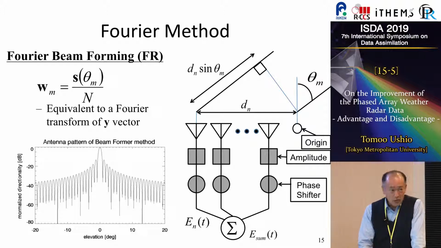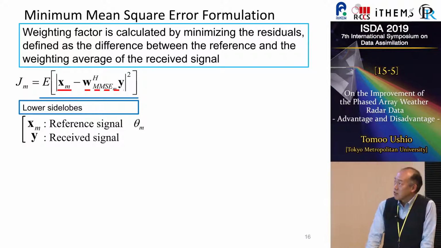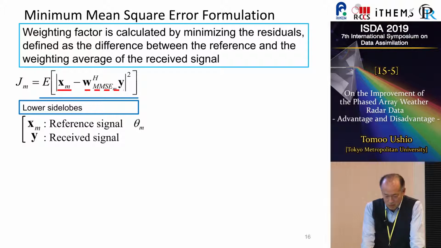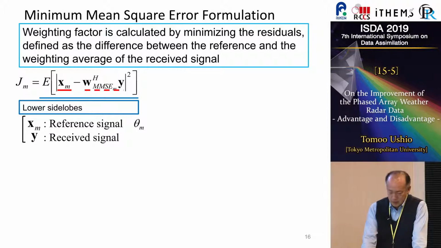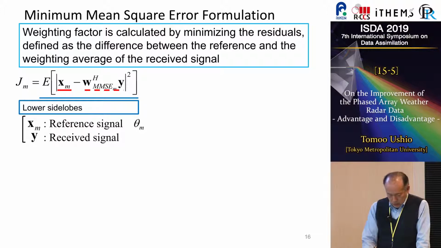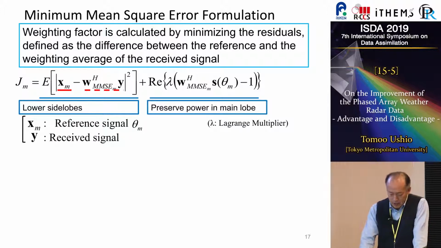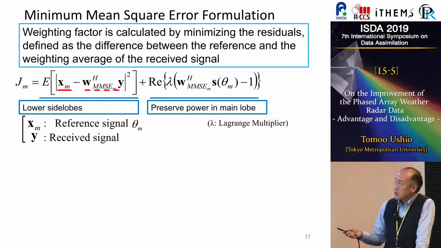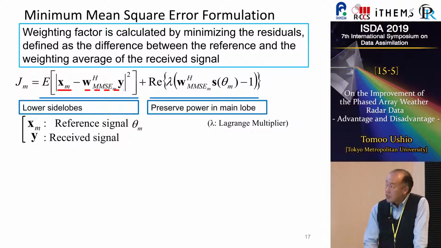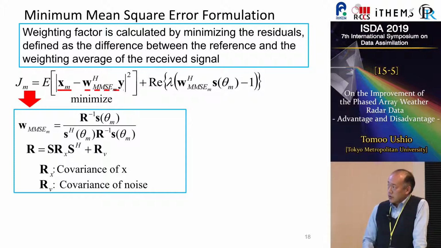However, in this study, the weighting factor is calculated by minimizing the residual, defined as the difference between the reference and the weighted average of the received signal, like this. So the cost function is here. In order to preserve the power in the main lobe, we attach this term additionally. And the solution is here.